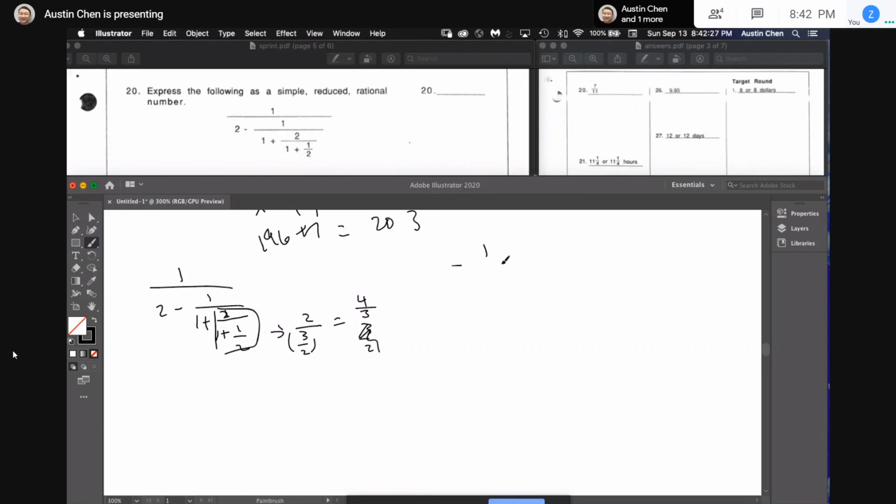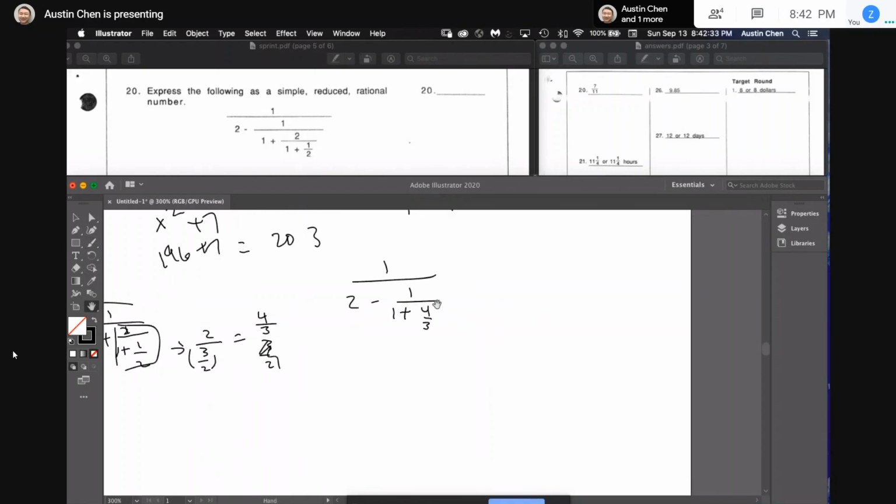So now we have 1 over 2 minus 1 over 1 plus 4/3. 1 plus 4/3 is just 7/3. And you have 1 over 7/3, that's going to flip it. So you're going to have 3/7. So 1 over 2 minus 3/7. Just 14/7 minus 3/7, that's going to be 11/7. 1 over a fraction is going to flip it, so we're going to have 7/11. Yep, that's the answer.